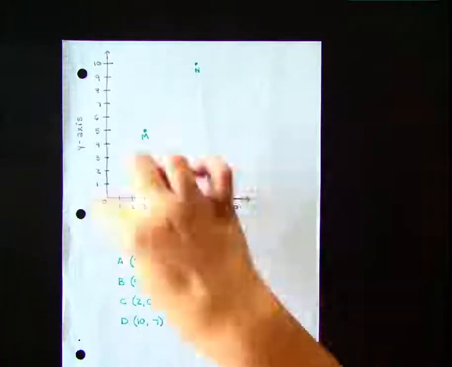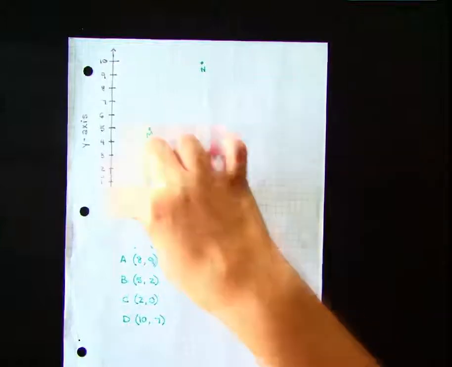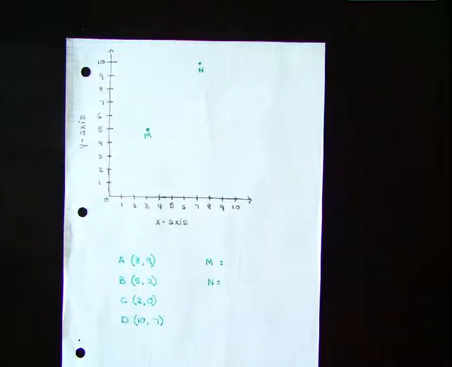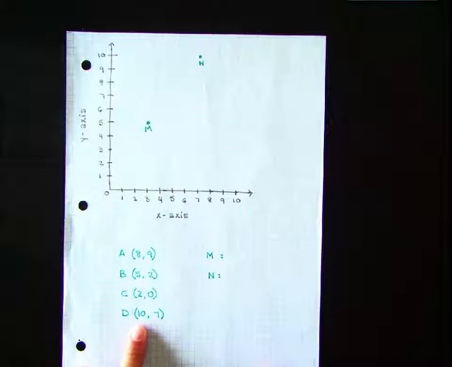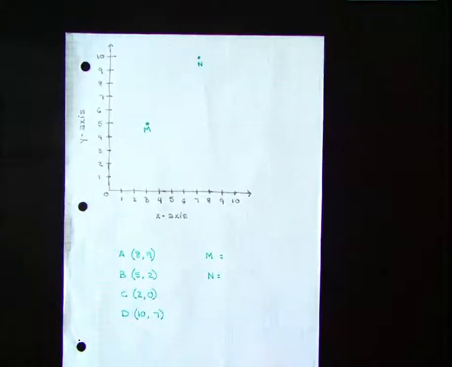And as you see, we have one going left to right and one going up and down, okay? So we are going to use the numbers on these 2 number lines to help us graph our ordered pairs. So I already have some ordered pairs written down here, and we're going to practice graphing these.